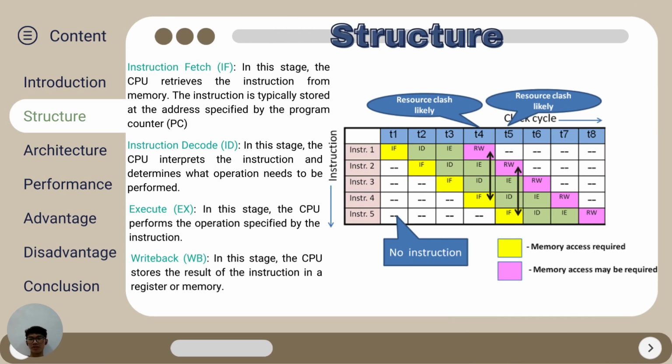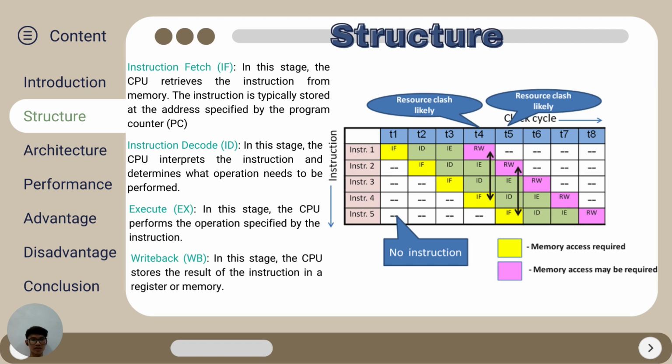Instruction pipelining is a technique for implementing instruction level parallelism within a single processor. It allows the CPU to execute multiple instructions simultaneously by dividing them into a series of sequential steps, each performed by a different pipeline stage. The different pipeline stages include instruction fetch. In this stage, the CPU retrieves the instruction from memory. The instruction is typically stored at the address specified by the program counter.